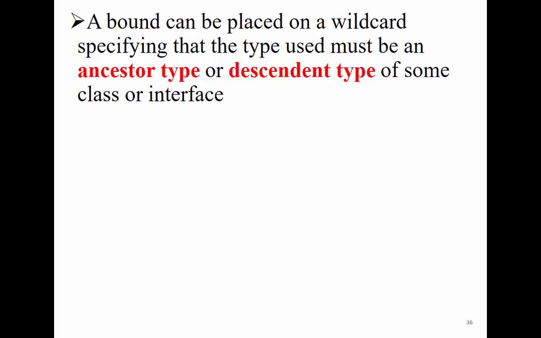Now, there is another extension of this wildcard. It's saying that I give an array list with some kind of ancestry bounding or descendant bounding. I'm saying that I will give you all the objects that have some common parent, or I give you all the children of this object. Okay?